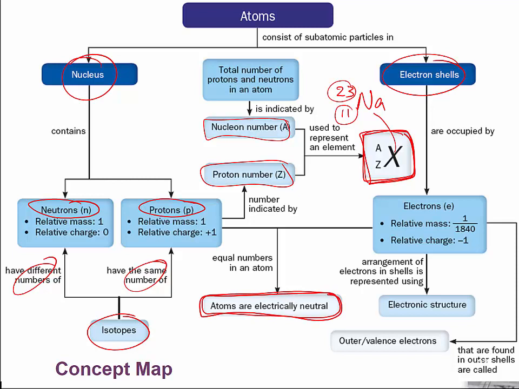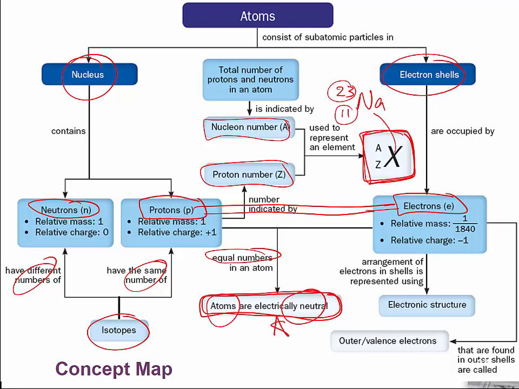Atoms are always electrically neutral. Why? Because there's always an equal number of protons and electrons. These two must always be equal. I repeat: in any atom, the number of electrons and protons must always be equal. So if the number of protons and electrons are equal, the number of protons is positive. For example, 10 protons means plus 10, and then 10 electrons, minus 10. Since they are equal in number but opposite in charge, they cancel each other, and atoms are always electrically neutral because protons equal electrons.